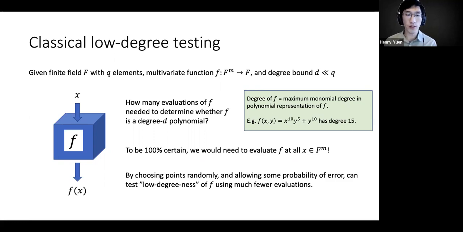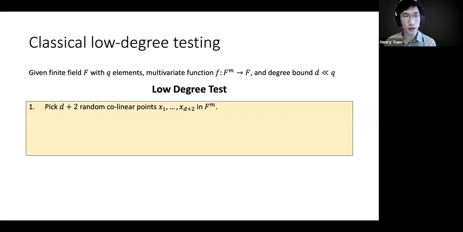So let's think of querying all the points in this vector space as being expensive. But let's say you wanted to make fewer evaluations. By choosing the points that you evaluate f on randomly, and allowing yourself some probability of error, you can actually test this property of being low degree, or being degree D, using much fewer evaluations. So you can do that using this low degree test. And it's a very natural test. So here's one way of doing it.